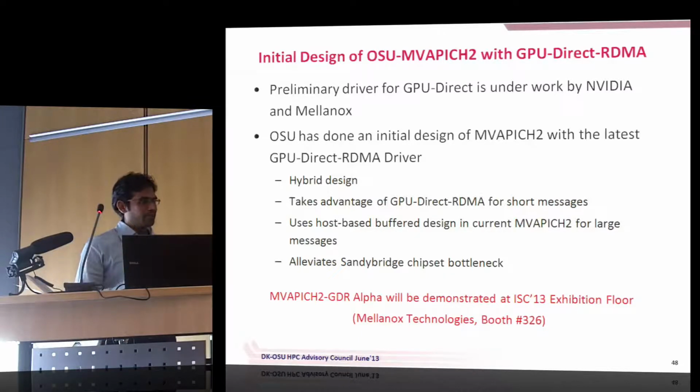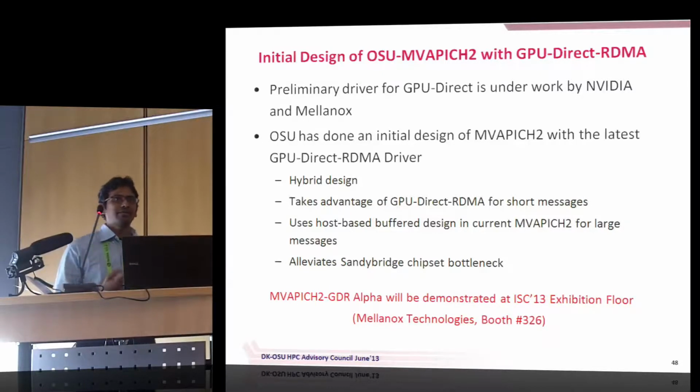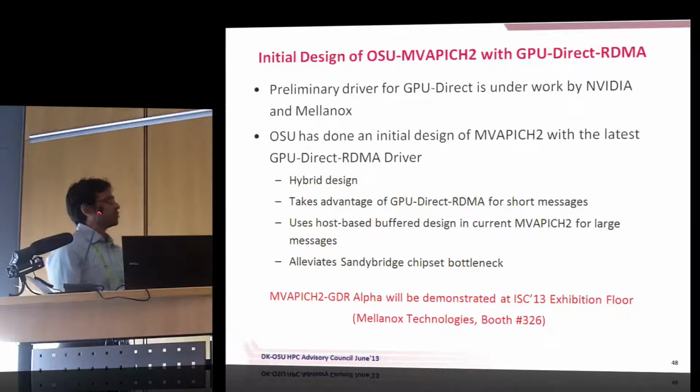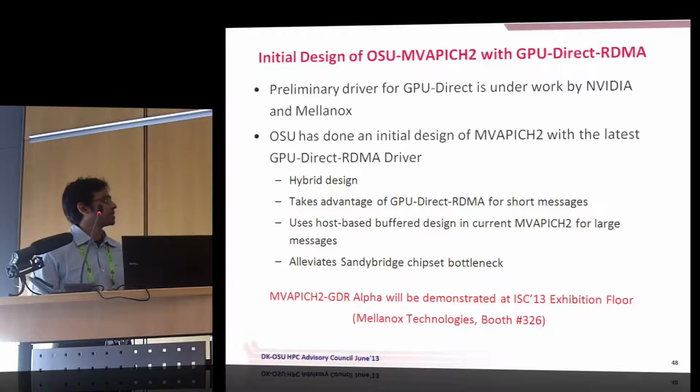Though GPUDirect RDMA provides a low latency path, one runs into issues with large message communication, especially on modern architectures like Sandy Bridge, where you have very limited peer-to-peer bandwidth between any two PCIe devices. So in MVAPICH2 we have come up with a hybrid design which takes advantage of the low latency path provided by GPUDirect RDMA, and at the same time mixes it with the traditional pipeline-based approach, which provides very high bandwidth for communication.